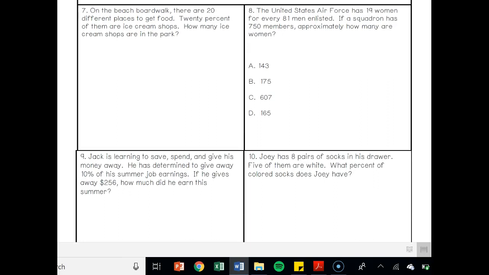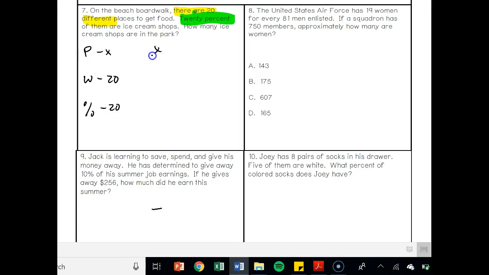Number 7, it says on the beach boardwalk there are 20 different places to get food. 20% of them are ice cream shops. How many ice cream shops do we have? So on the beach walk we've got 20 places to eat. Those are all the places. We don't have anything else, so that's 20, right? 20% of them are ice cream shops, so that's 20%. So we've got to figure out how many ice cream shops we've got.